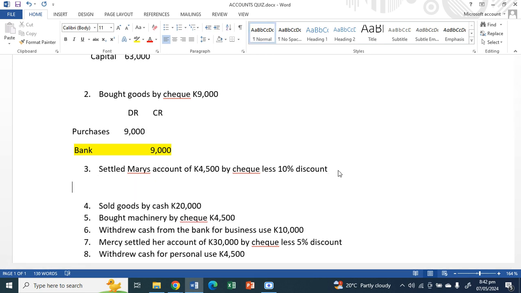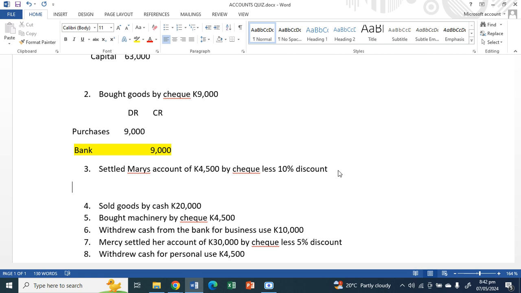Settled Mary's account of 4,500 by check less 10% discount. So since it's saying we've settled Mary's account, it means we were owing Mary. Mary is our payable, right? We're owing her 4,500. Now she's given us a discount of 10%. All right. So this is what we call a discount received. Whenever a supplier gives a discount, we call that a discount received.